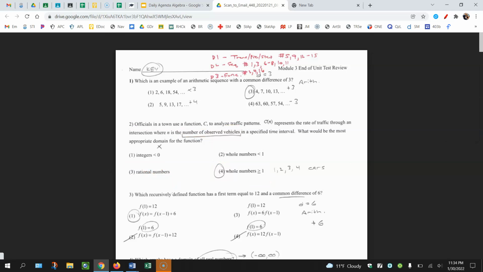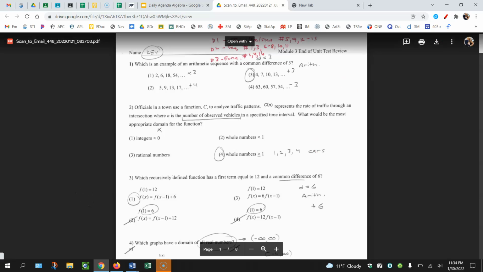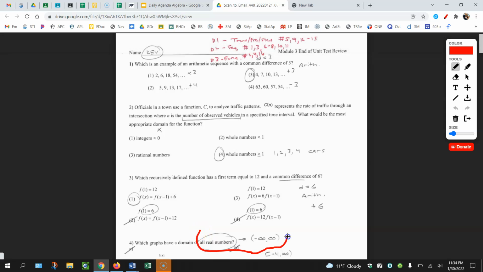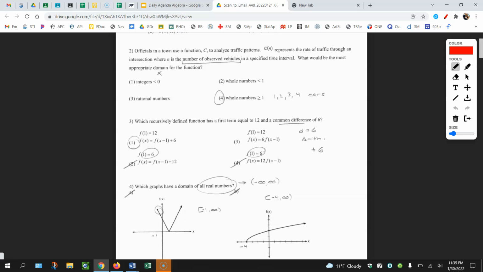Okay, let's move on to question 4. Which graph has a domain of all real numbers? What I want to point out here, really important, all real numbers is the same thing as -infinity to infinity. So you're looking at the graph which has a domain of -infinity to infinity. So as you look at choice 1, the problem here is that this stops. It keeps going here, so it would be positive infinity, but there's a closed circle here and it stops. There's not an arrow on the end.